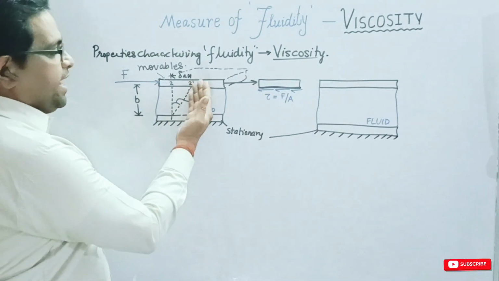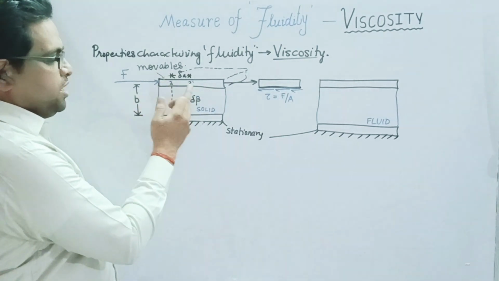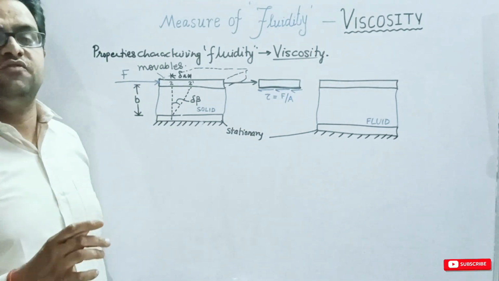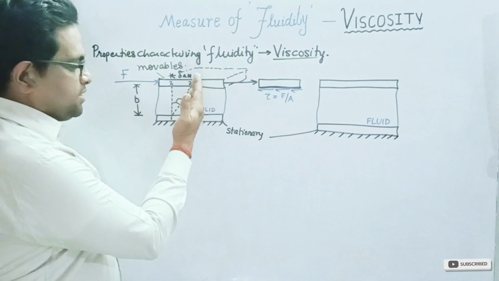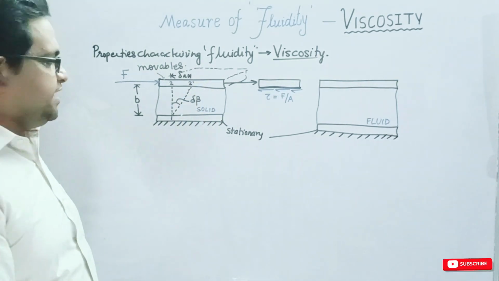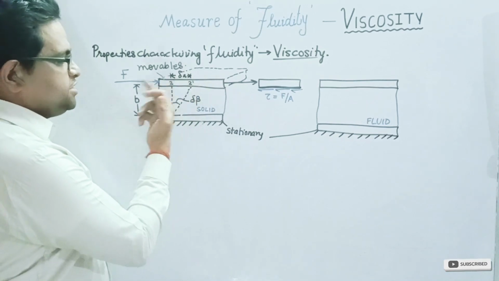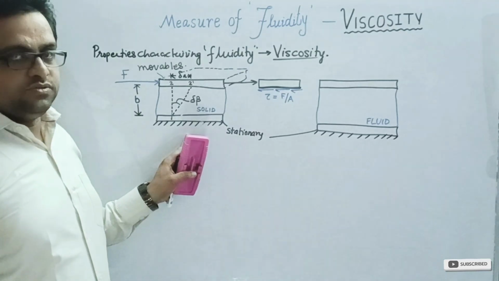Now this point 2 dash will ultimately regain its position, which is 2. 2 dash will again come to 2, provided that the modulus of rigidity is not overcome. So the solid body will try to regain, and ultimately it will regain its original configuration, and it will come to its original position 2. So this is the case of solid.